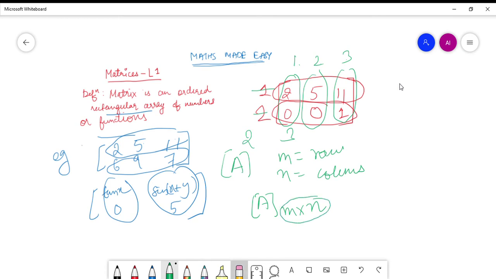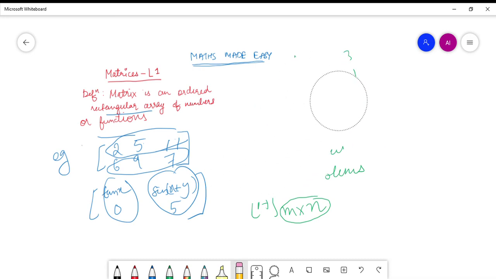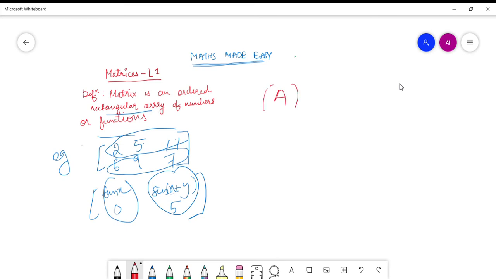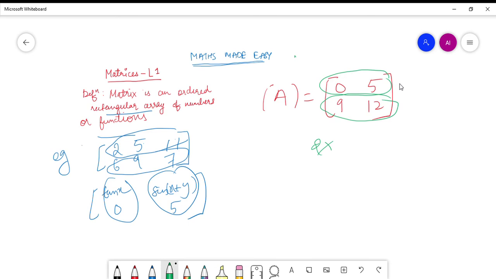So let's take one example and see how we determine the order. So let's say matrix A is 0, 5, 9, 12. Okay, so how many rows are there? We have row 1 and we have row 2. So we have 2 cross how many columns? Column 1, column 2. So A is nothing but a matrix of order 2 cross 2.